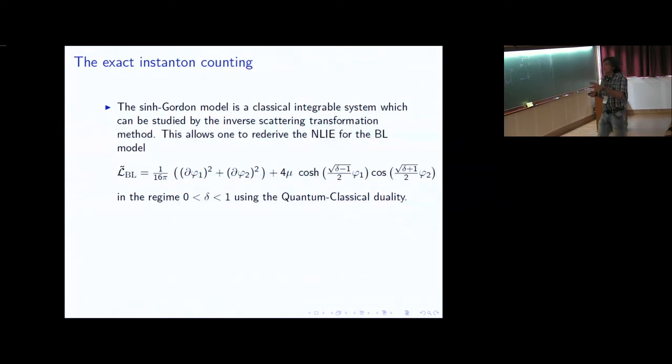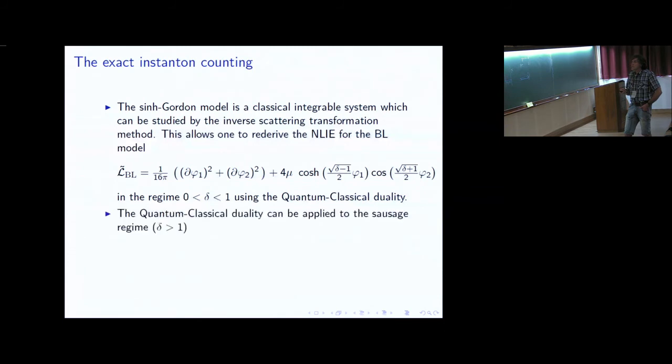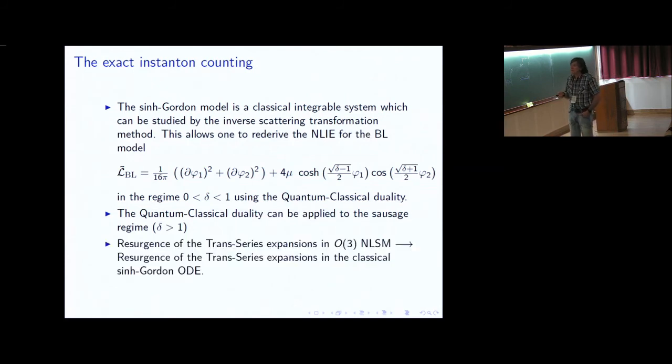In this case, you can prove the equivalence of these two approaches with the ansatz and nonlinear equation, sinh-Gordon. But now the question is, why don't we just try to apply this duality for the domain delta greater than one, right? Of course, you cannot continue the nonlinear integral equation, but it looks like nothing particular happened in the domain for the sinh-Gordon equations. In this way, resummations of trans-series expansion of O3 sigma model here in this picture will actually be reduced to the classical problem.